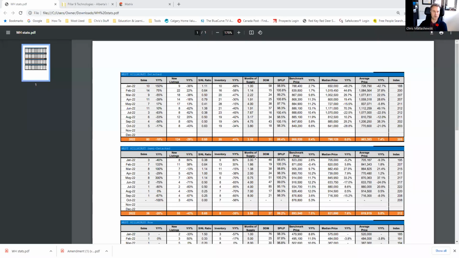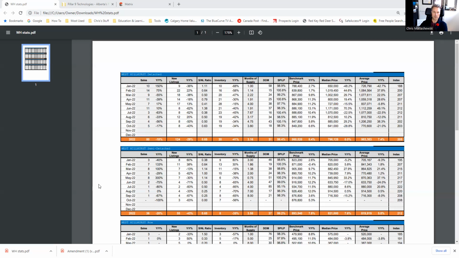If we look at West Hillhurst, I'm going to go right through this, starting with detached sales. We're definitely down on inventory, as is the rest of the city right now. All in all, our new listings to sales is fairly decent right now, with months of supply sitting at 3.16, so it's below the city average. We can see the average price point in West Hillhurst sitting at about $980,000. So all in all, things are performing here.